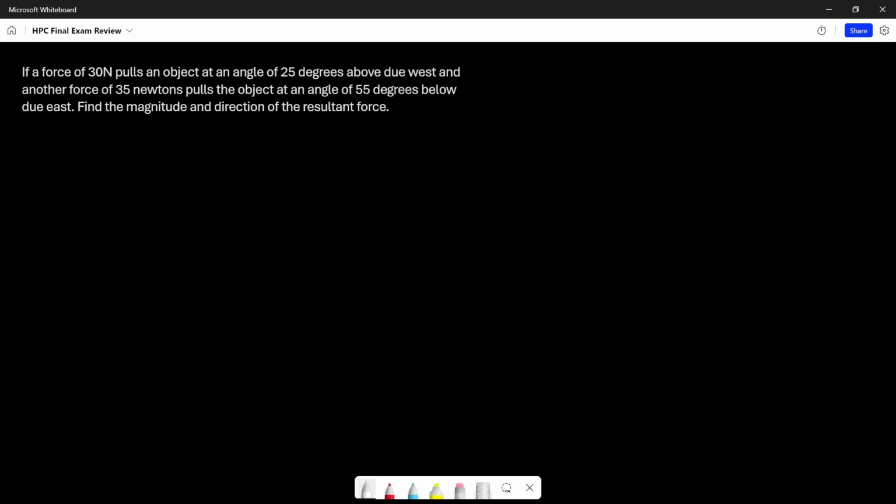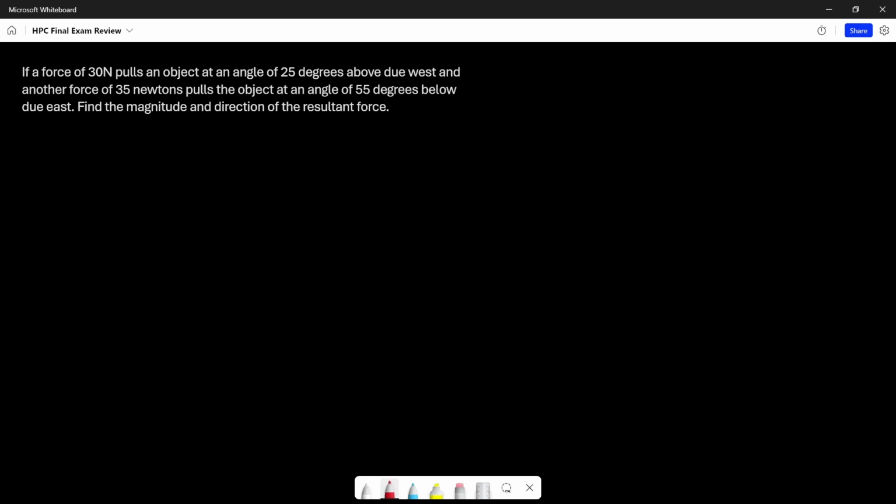So now we'll be going into a problem where we get to apply our vectors concepts in a word problem sort of thing. It says, if a force of 30 newtons pulls on an object at an angle of 25 degrees above due west, and another force of 35 newtons pulls the object at an angle of 55 degrees below due east, find the magnitude and direction of the resultant force.